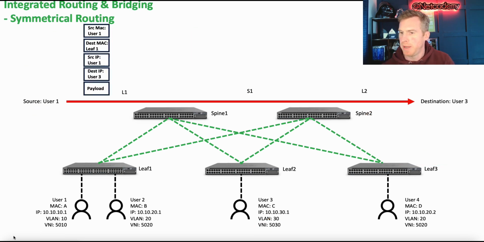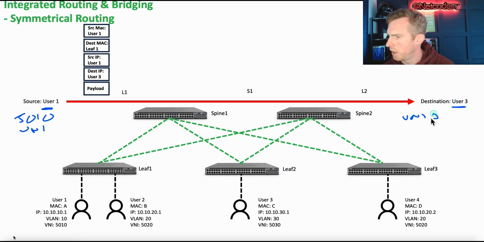So in terms of the packet journey, we still have this source of user 1, which is in VNI 5010, or I'll just write here VNI 5010. And the destination is now user 3, which is in VNI 5030. And again, you can see more of the addressing, if you want to call it that, more of the details on the PowerPoint on the display.